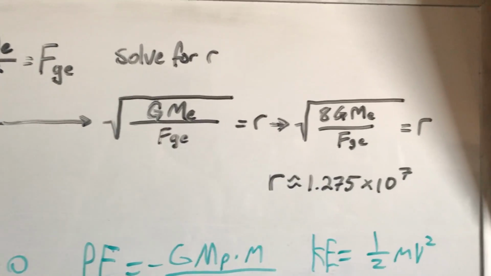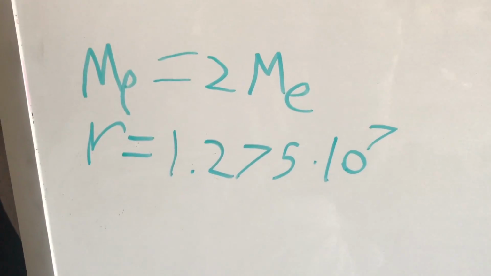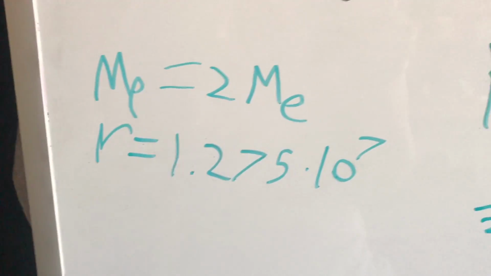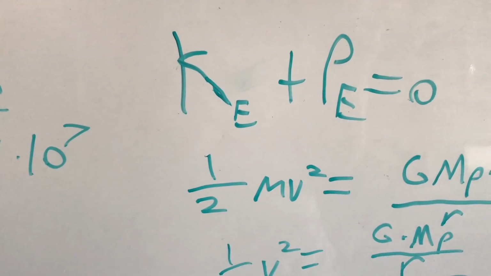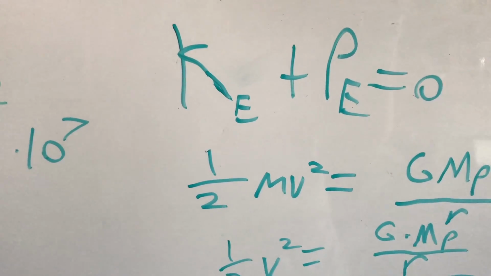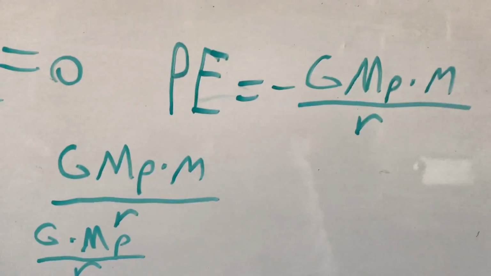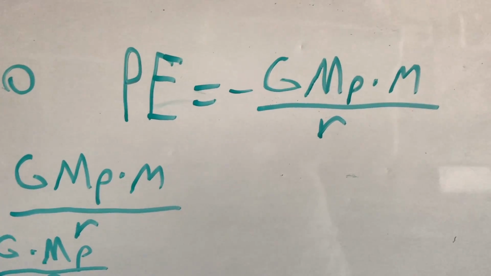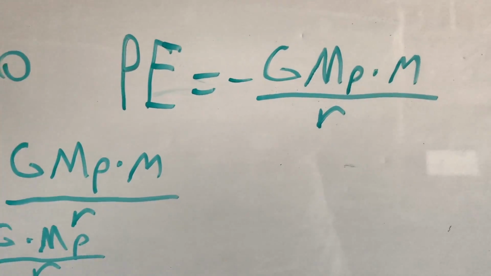And that's part A. So part B is to solve for the escape velocity, which is the velocity where a gravitational pull no longer affects an object. So in order to do that, we will be using the law of conservation of energy, which states that the kinetic energy plus the potential energy will equal 0. So the definition of potential energy is negative gravitational constant times the mass of one object times the mass of the other, all divided by the radius of one object.